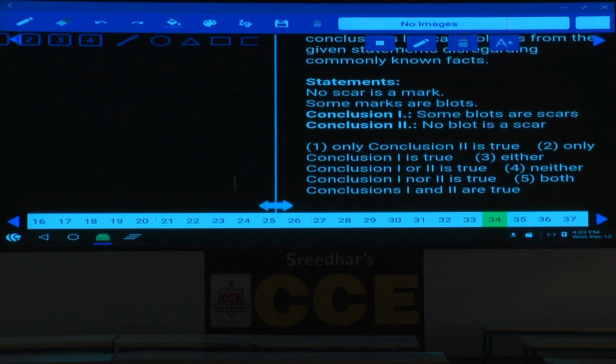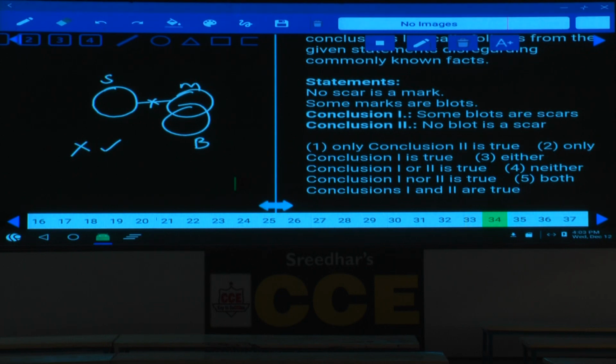Then coming to question number 34, no square is a mark. Now this is square and this is mark. No square is a mark. And some of the marks are blot. Some marks are blot. Then some blots are scarce, that is false. Next one, no blot is a scarce, definitely true.